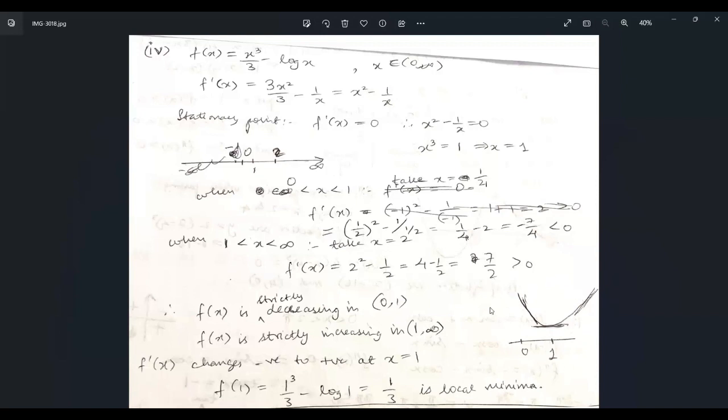So I hope you understood the concepts related to relative minima, maxima, and monotonicity of functions.